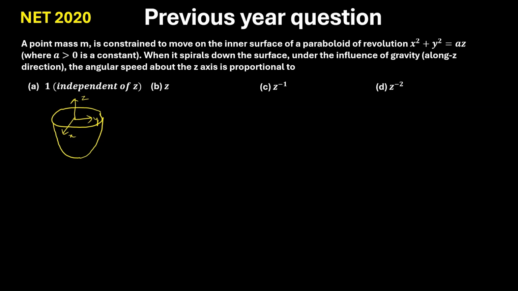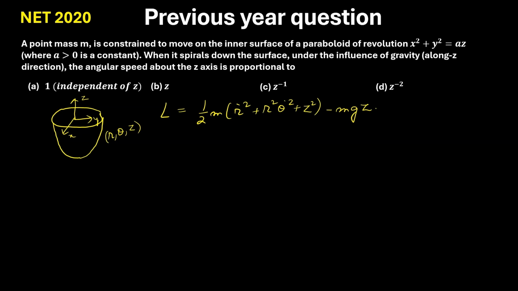So for cylindrical coordinates, the kinetic energy term is given by, taking r, theta, and z as the variables in the cylindrical coordinate, the second term will be r square theta dot square plus z dot square. And for the potential energy, we can directly use mgz. So this is the Lagrangian.